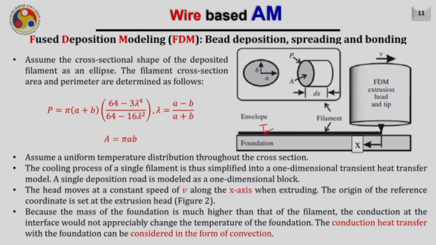So first of all, for that, let us assume that the cross section shape of the deposited filament is an ellipse, and as the cross section is an ellipse, it looks something like this. Its major radius is shown here as small a and the minor radius is shown as small b.